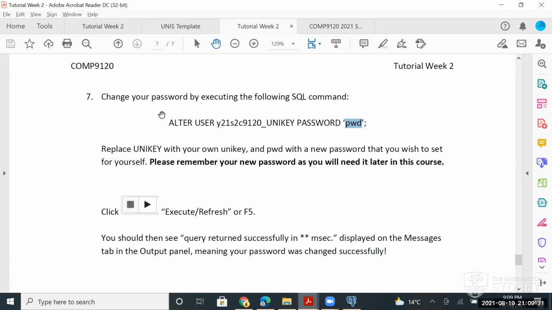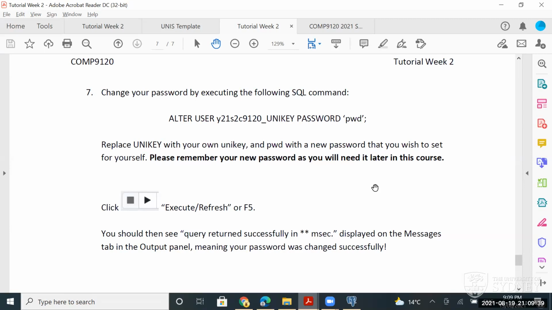I think it says here as well, please remember your new password because you will need this later in the course. And I will not be able to reset your password, as I said. So if you ask me next week or in 2 or 3 weeks time, saying, oh, I forgot my password, can you please help me? I will not be able to help. You have to contact the school admin officer to help you reset your password, because I don't have admin access to reset anyone's password.